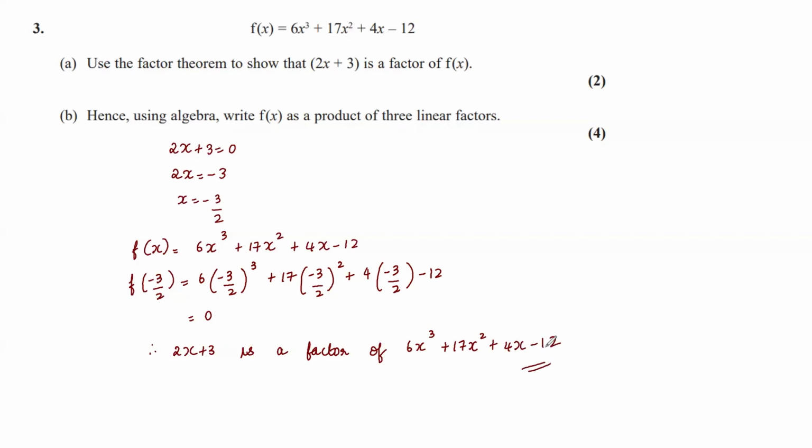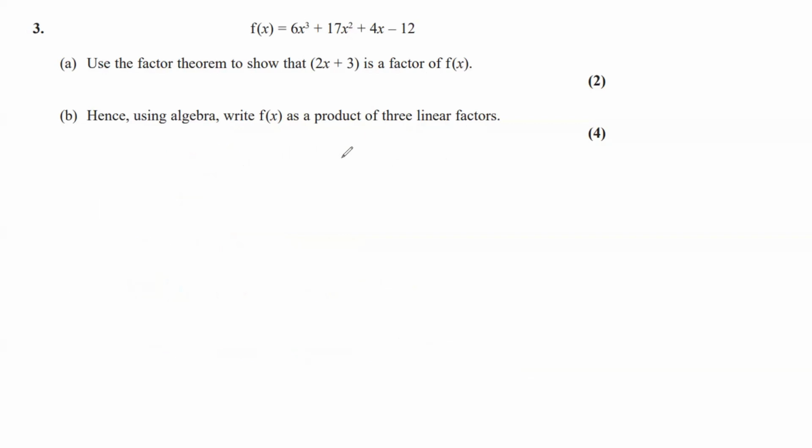For the B part, hence using algebra, write f of x as a product of three linear factors. Nothing but we need to use a long division method here and find out the three different factors. So let's do the long division here. 6x cubed plus 17x squared plus 4x minus 12. You divide this with 2x plus 3.